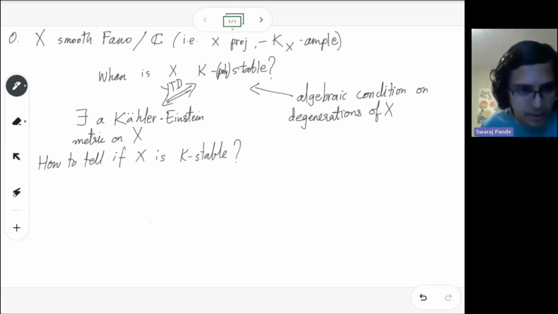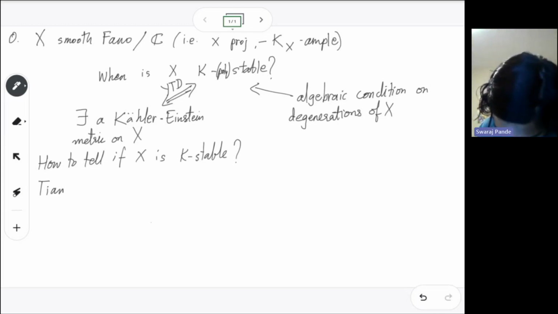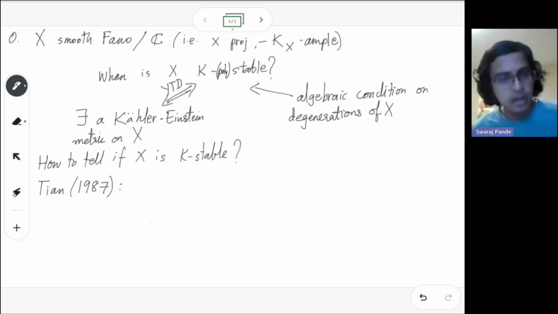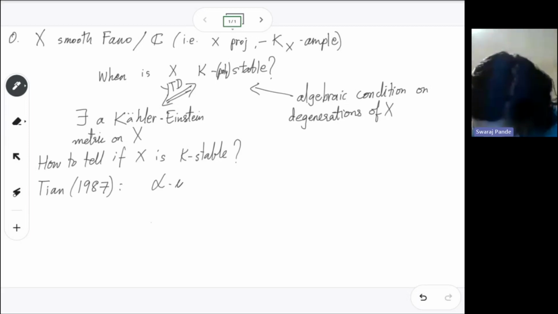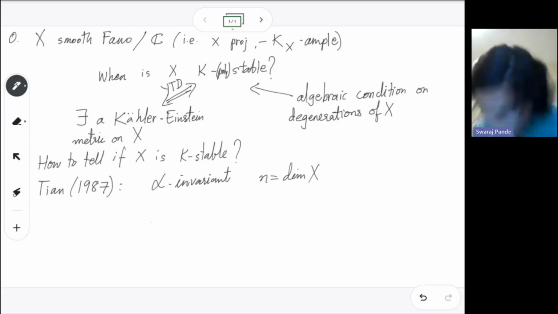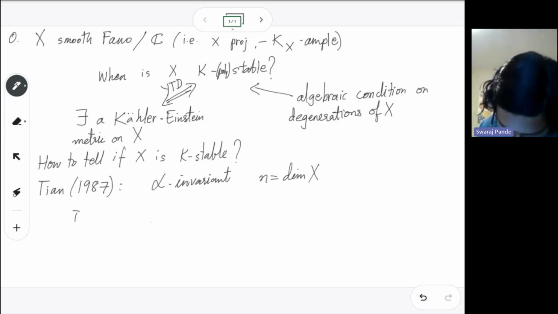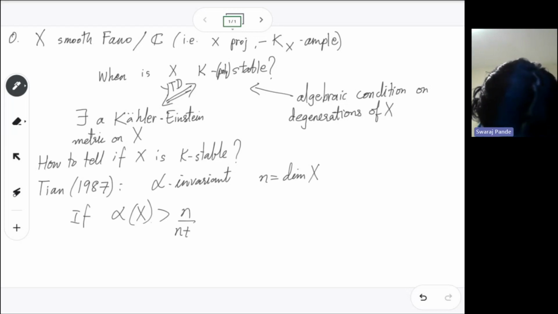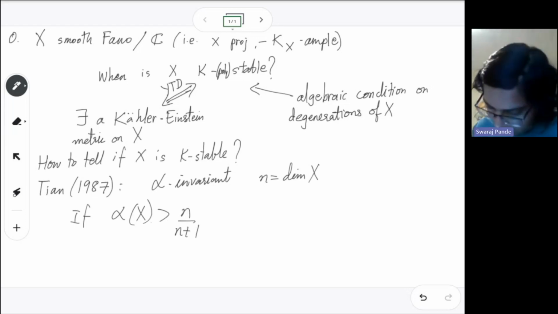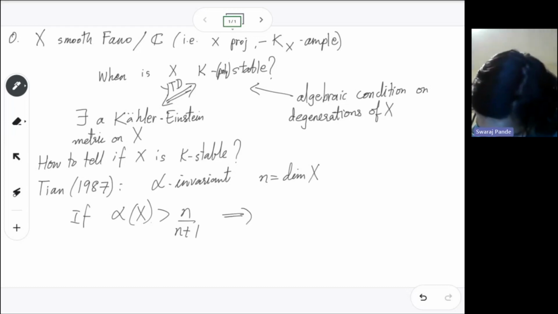So the first progress in this direction was made by Tian, as far as I know. I think it was 1987. Tian introduced this alpha invariant and proved the following theorem, which is called Tian's criterion now. If the alpha invariant of X is bigger than n over n plus 1, where n is the dimension of X, then X is K stable.